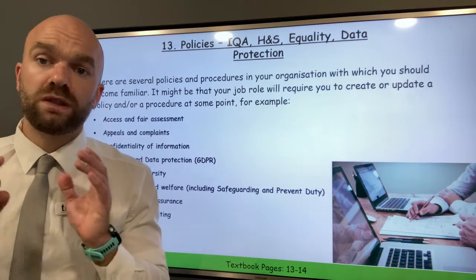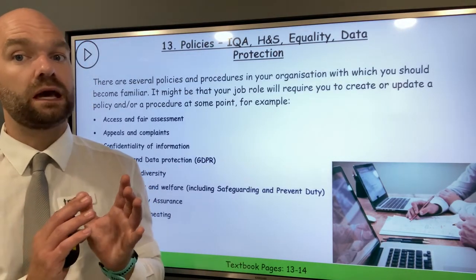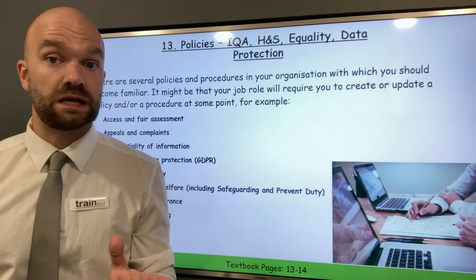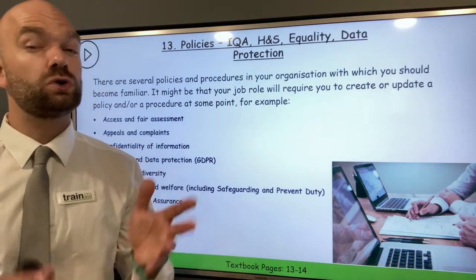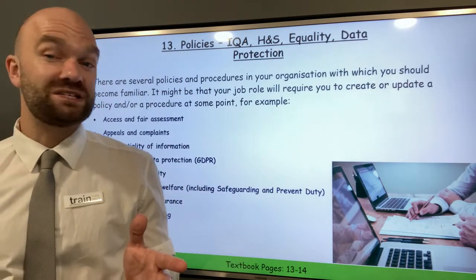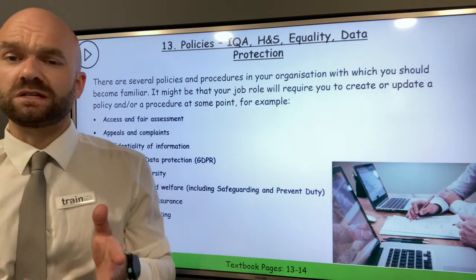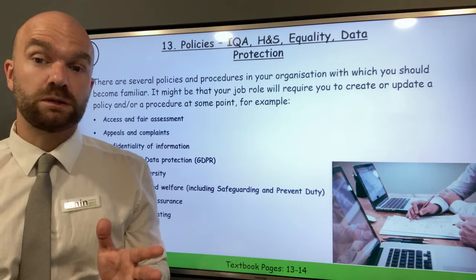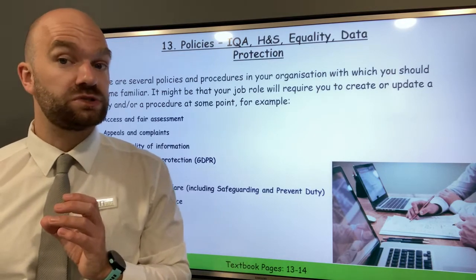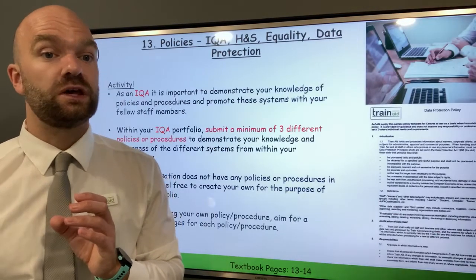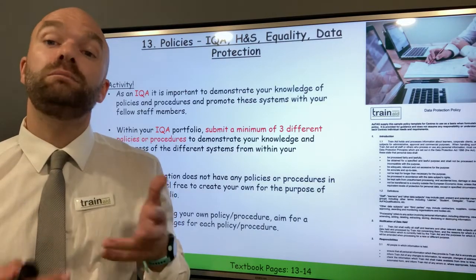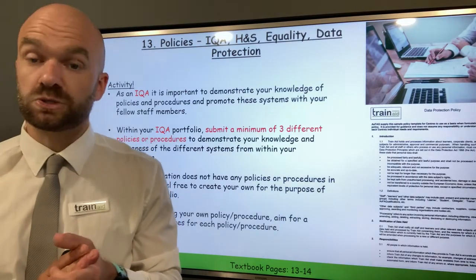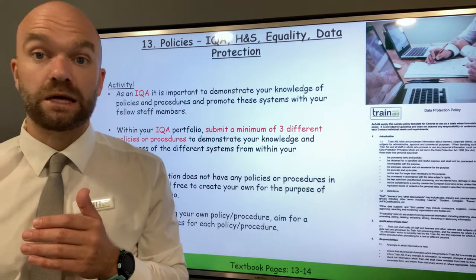Within your IQA role, you might have to create policies and procedures. Okay, so if your company doesn't have policies and procedures, such as a complaint procedure, you might have to create one as well. My advice is also to check with the awarding body that you are affiliated with, and they might be able to help you to create some or to provide you with some as well.